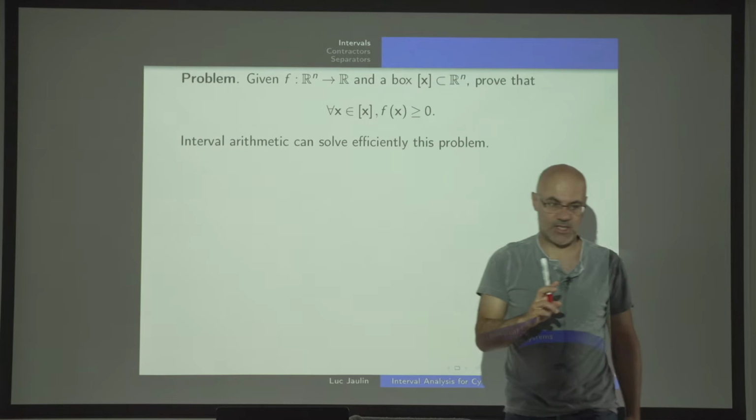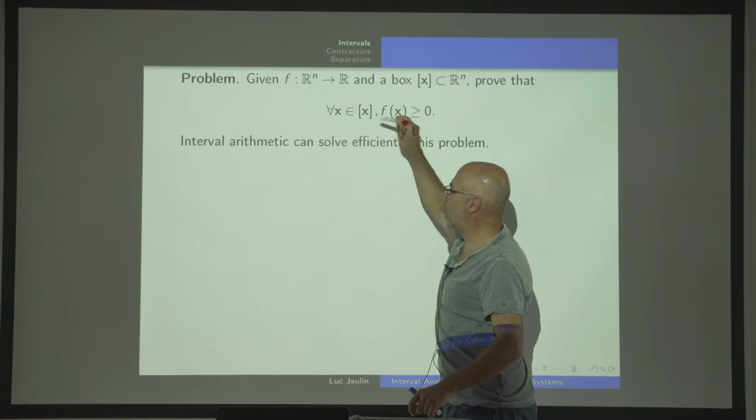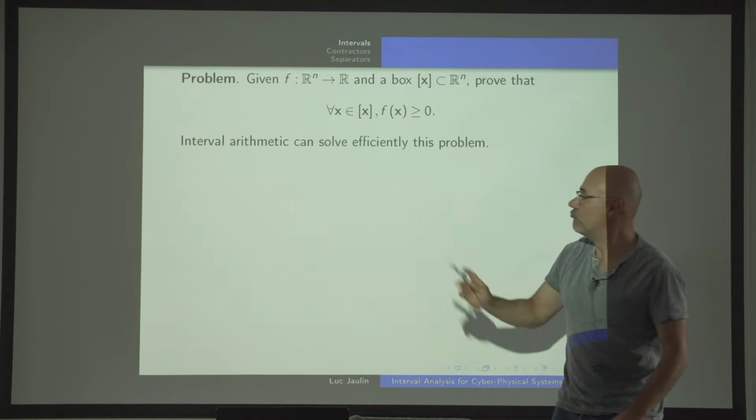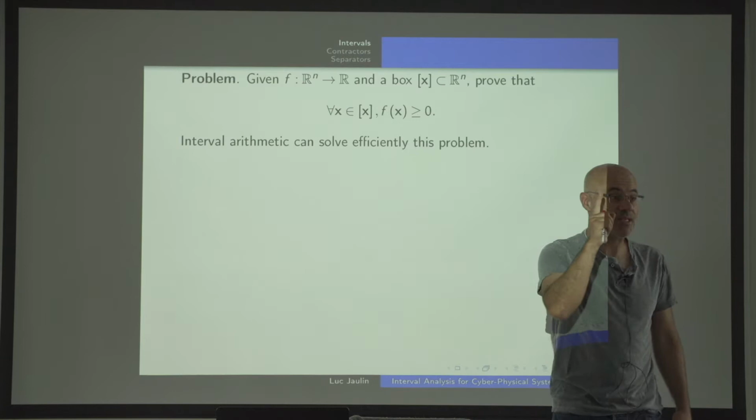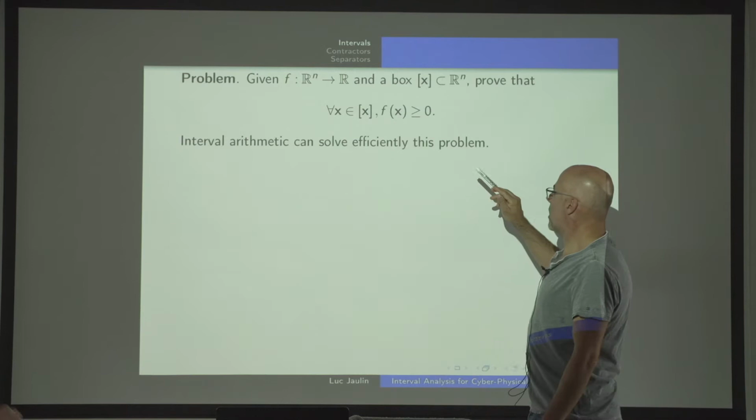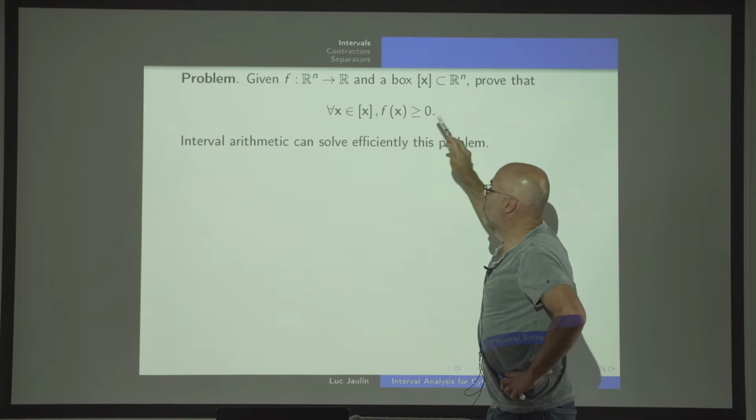With the Monte Carlo method, you take many points in x, all of them are positive, you conclude that probably the function is positive, but it is not a proof. Because maybe there exists one point such that the function is not positive. So with interval analysis, we will be able to solve this problem, and it is considered as new. Before interval, it was not really possible.